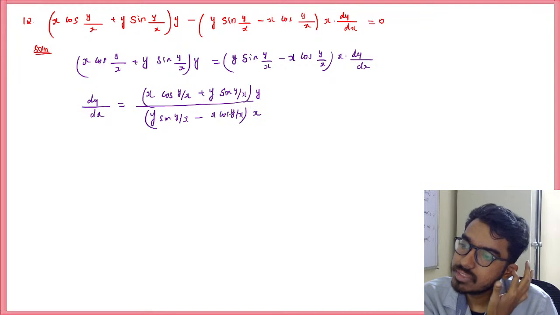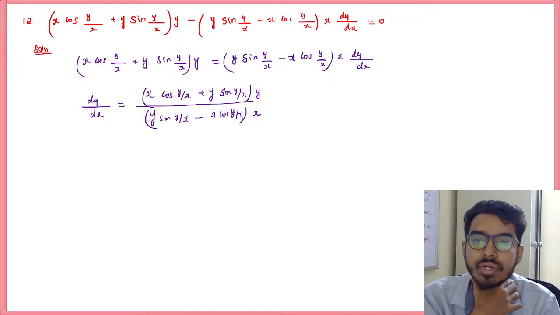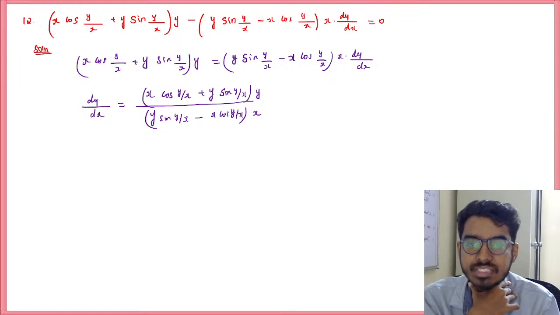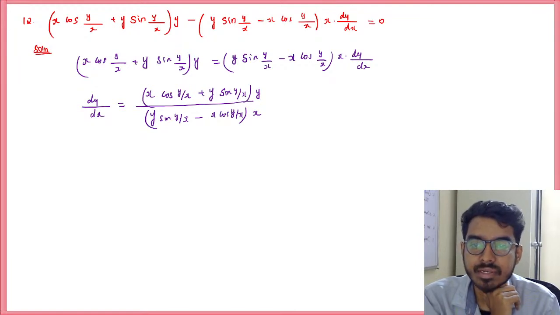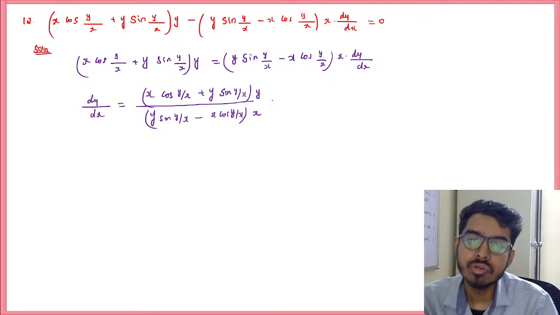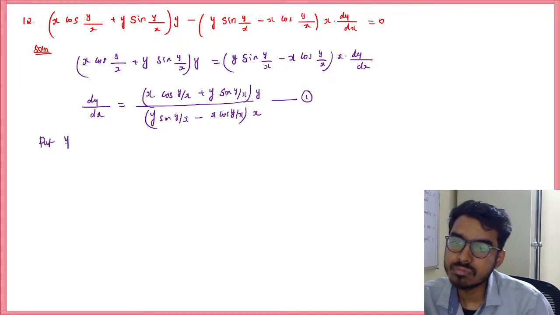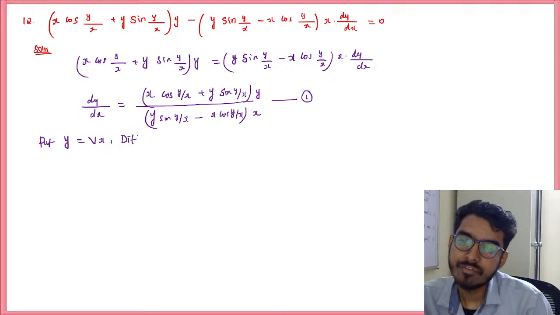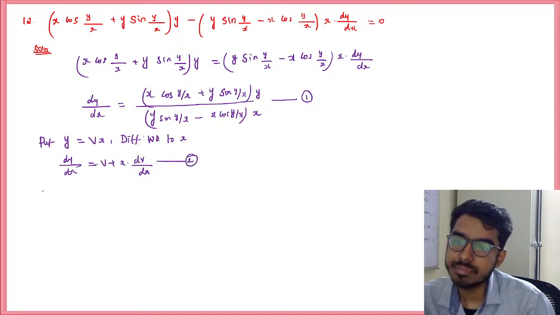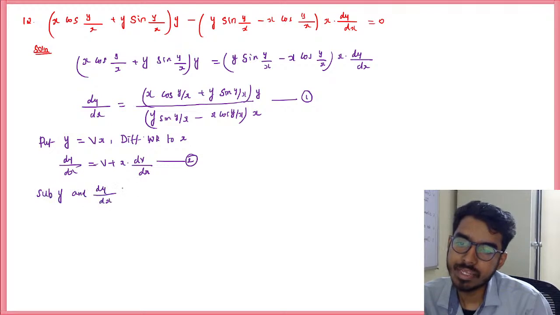So if you put x is equal to tx, y to be equal to ty, both will be homogeneous functions of same degree, of degree 2, I think, right? Call this as 1. Both are homogeneous functions of same degree. That means put y is equal to vx and differentiate with respect to x. That means we will have dy by dx is equal to v plus x into dv by dx. Substitute y and dy by dx value in equation number 1.